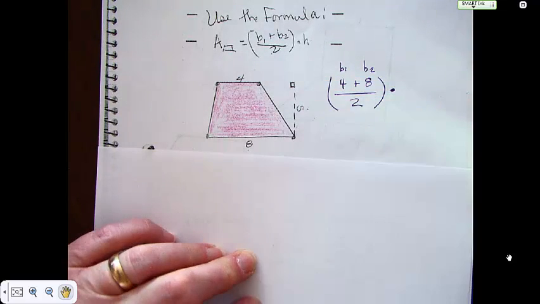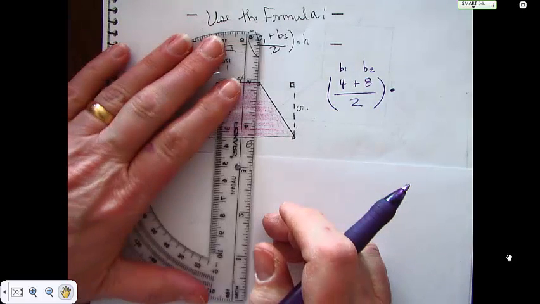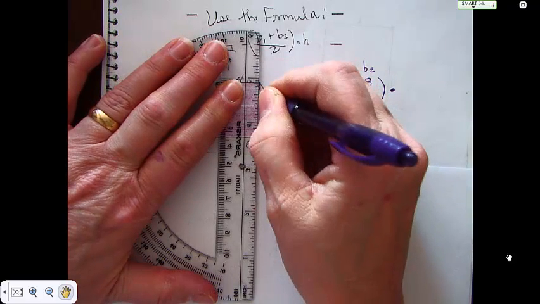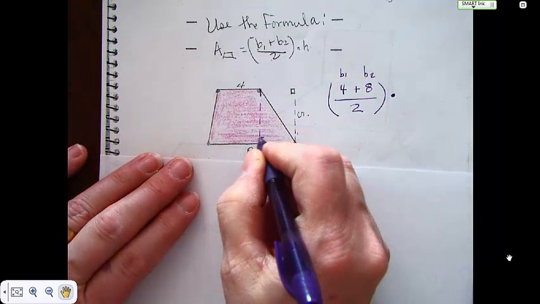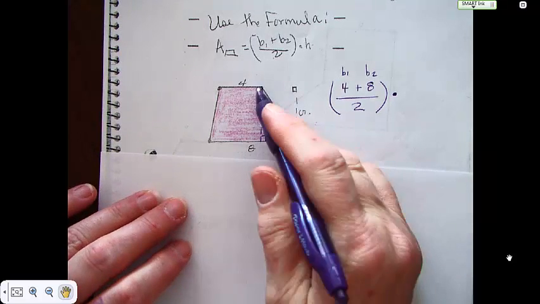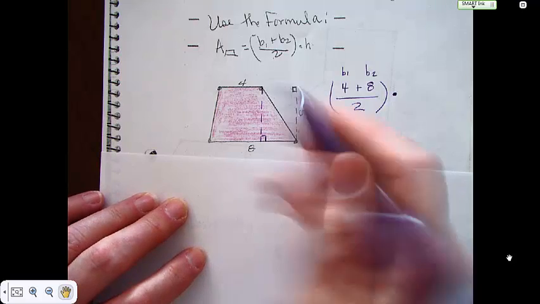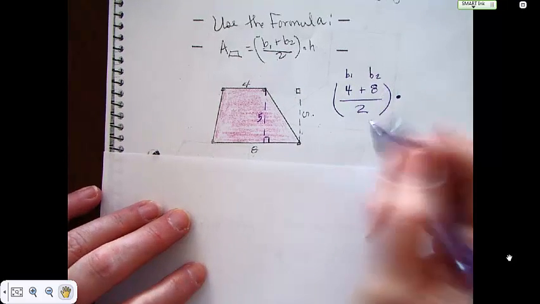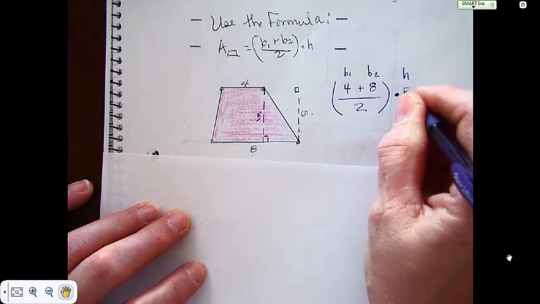Now, you know this, but I'm going to tell you anyway. I could drop a straight line down inside the trapezoid. As long as it was perpendicular to the bases, it would have the same measurement as this particular height. So this is 5 and this is 5. Both of them are the same. It doesn't make any difference. So we're going to multiply it times the height, which in this case is 5.